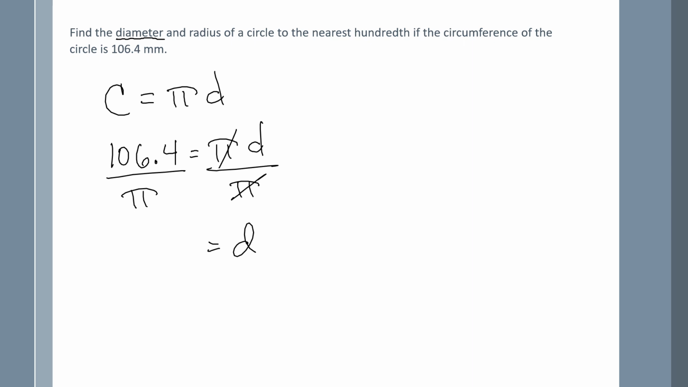So you take your calculator and you punch in 106.4 divided by pi, and you end up with 33.868, to the nearest hundredth. So that would be 33.87, excuse me, not 36. 33.87 is the diameter. Now to find the radius, we just divide that by 2, and I've got 16.934, so 16.93 is equal to the radius.